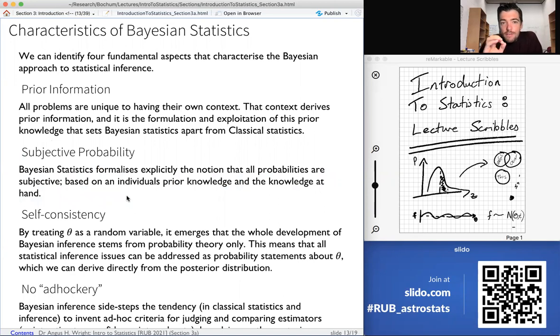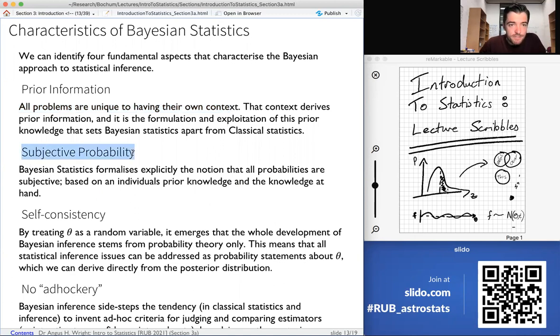There are four fundamental aspects that characterize Bayesian statistical inference. The first is the prior, which we've already spoken about. All problems are unique in having their own context. And that context gives us prior information, and it's the formulation and the exploitation of the prior that sets Bayesian statistics and classical statistics apart. Okay?